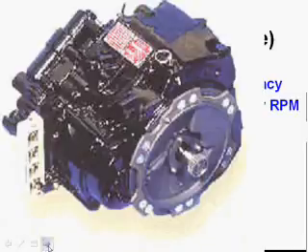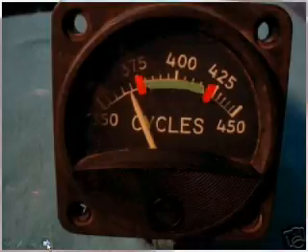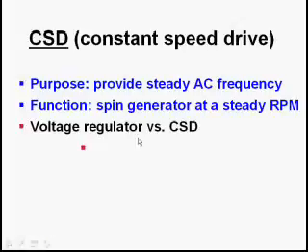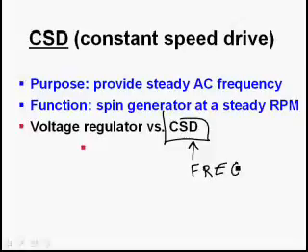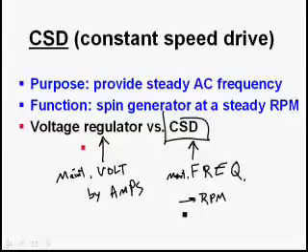And there's a picture of a constant speed drive, and of course it's there to maintain the frequency of the generator by maintaining a steady RPM. And watch out, the constant speed drive is there to control the frequency, and the voltage regulator is there to maintain a constant voltage. So it maintains a constant voltage by changing the amp output, and the constant speed drive maintains a frequency by maintaining the engine RPM.